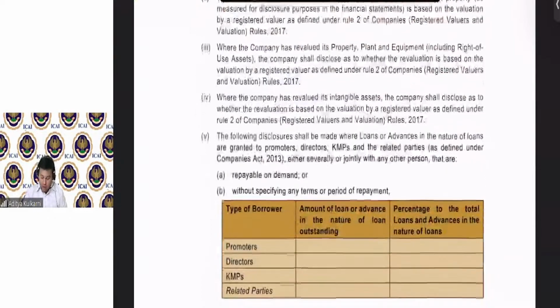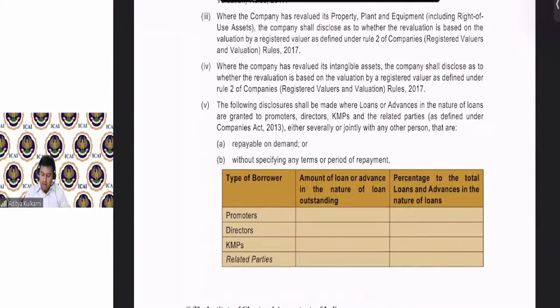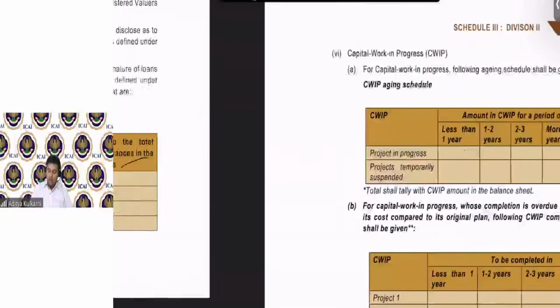Okay. Coming to the next one, loans and advances in the nature of loans granted to promoters, directors, KMPs, severally or jointly, that are repayable on demand or without specifying any terms or period of repayment. You will give the type of borrowers, amount of loan or advances, and percentage to the total loans or advances.